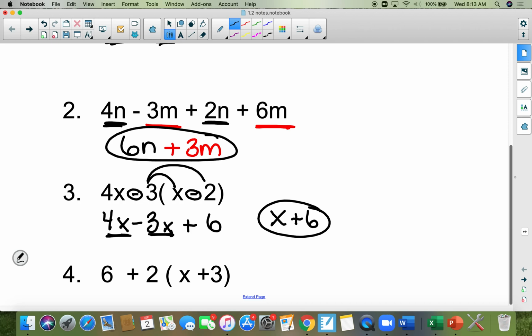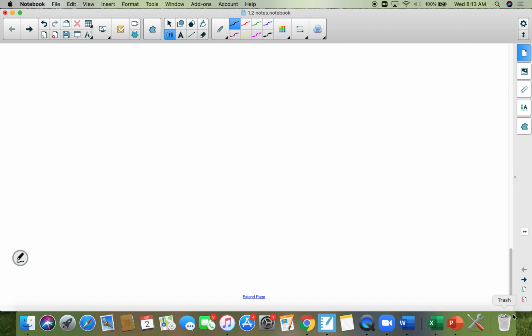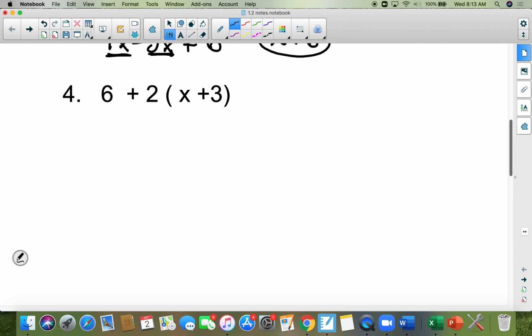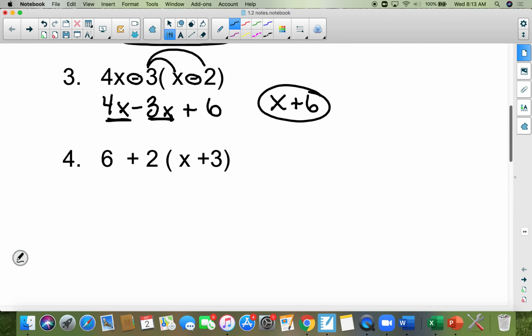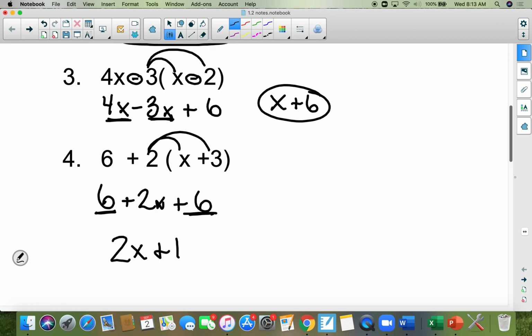Okay, the next one. Whoops, extended it a little bit too far. Same thing. 6 you write down. 2 times x is 2x. 2 times 3 is 6. Do the distributive property. You can put like terms together. 2x plus 12. Final answer.